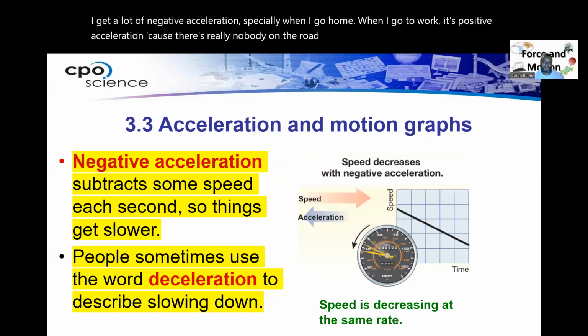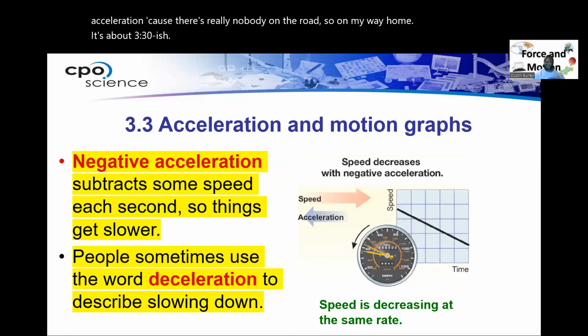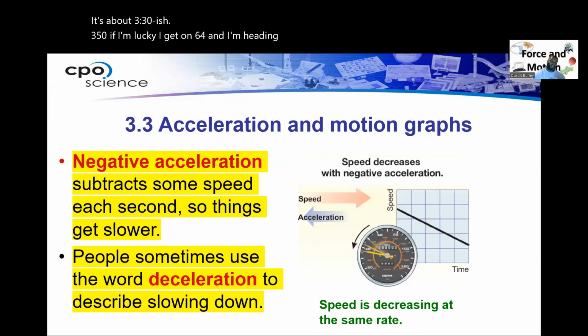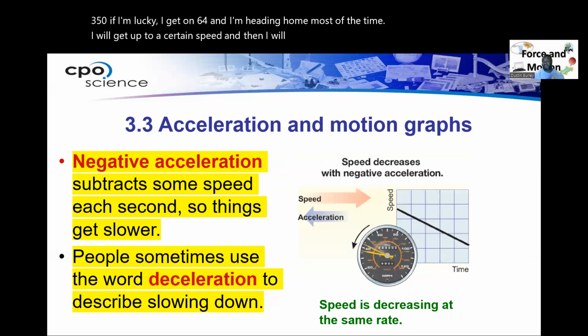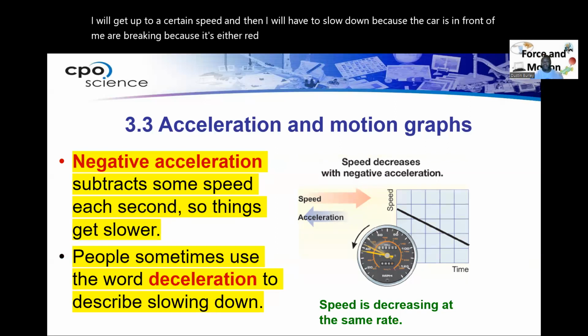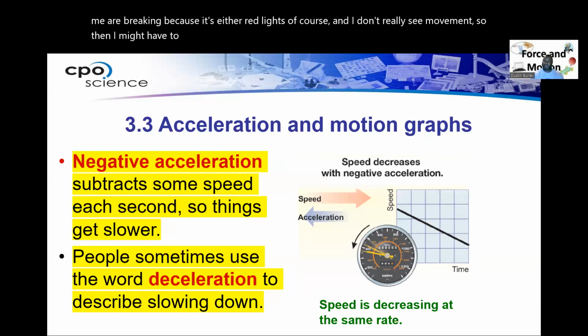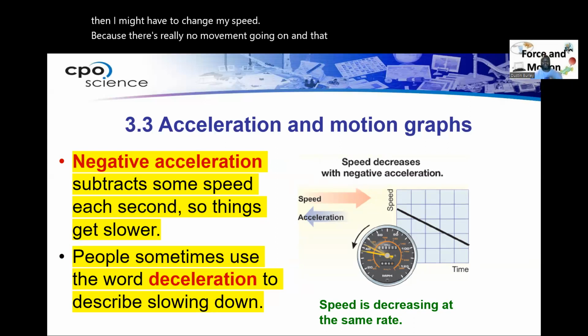So on my way home, it's about 3:30ish, 3:50 if I'm lucky. I get on 64 and I'm heading home. Most of the time, I will get up to a certain speed and then I will have to slow down because the cars in front of me are braking because it's either red lights, of course, and I don't really see movement. So then I'm going to have to change my speed because there's really no movement going on. And that's what negative acceleration is, the lack of speed.